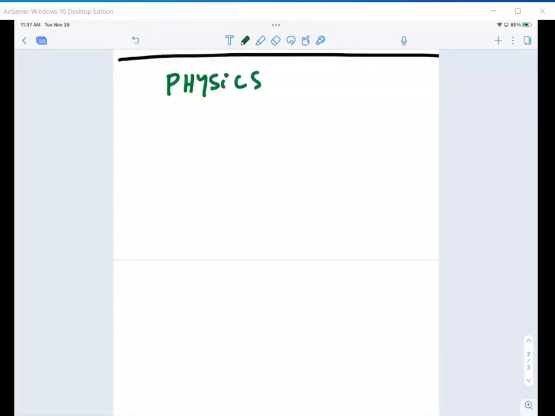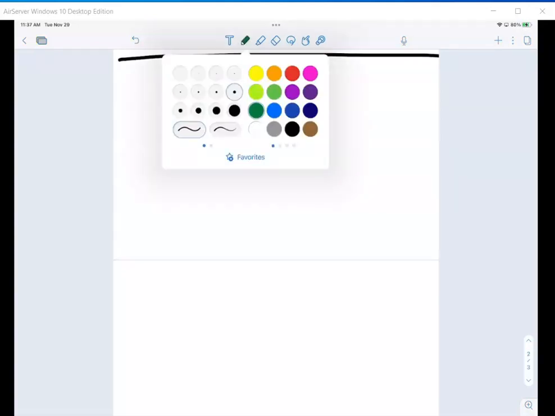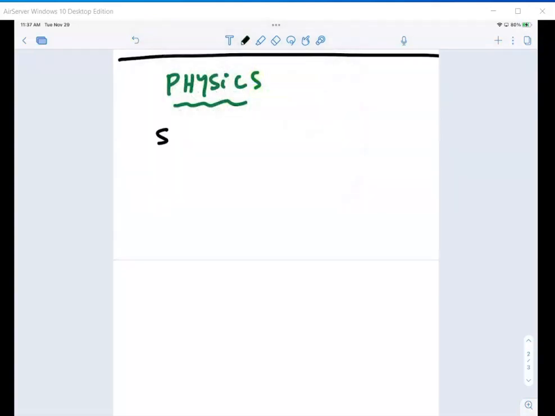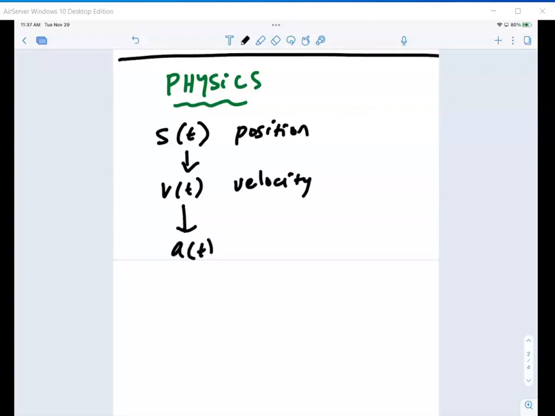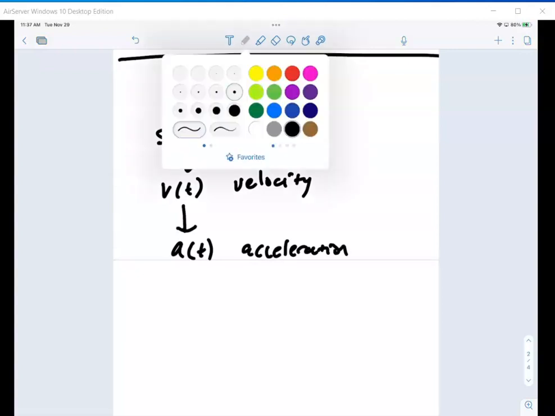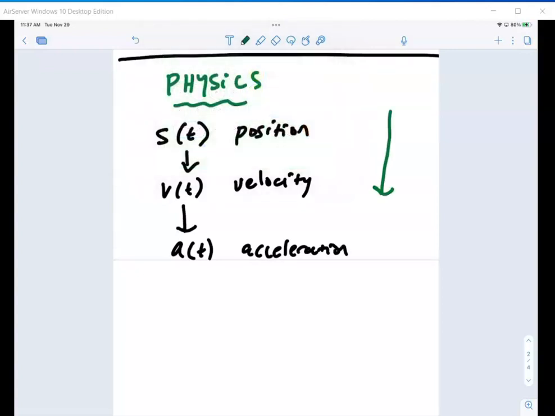Okay, here's what you need to know. You have your regular position function. Sometimes it's called s of t, sometimes x of t, or whatever. If I take a derivative of that, I get velocity. If I take a derivative of that, I get acceleration. Basically, I take derivatives to go between one and the next. You definitely want to know that.